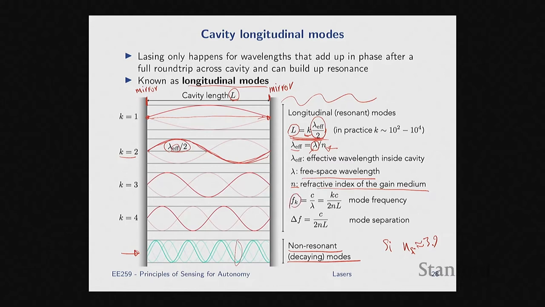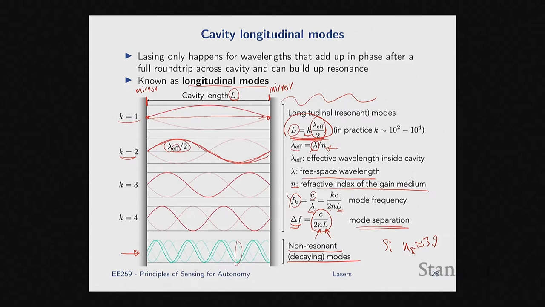You can also calculate the frequencies of these different modes that satisfy the cavity condition, call that f sub k. As you know, frequency is just speed of light divided by the wavelength. And in terms of the cavity length L, you can write that as k times c divided by 2nL, where we have just plugged in this expression for L into here, and that's the mode frequency. So again, the point is, for a cavity of a given geometry or length L, lasing can happen only at very specific wavelengths. It can't happen at every wavelength. And the frequencies corresponding to those wavelengths have a constant spacing. So the delta f, the frequency difference between two consecutive modes, is just equal to the speed of light divided by 2 times the refractive index times L. So that's the separation of these modes that can lase.